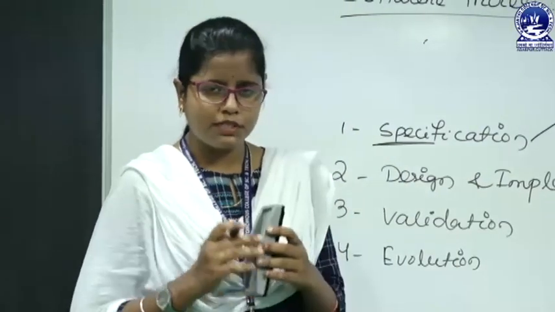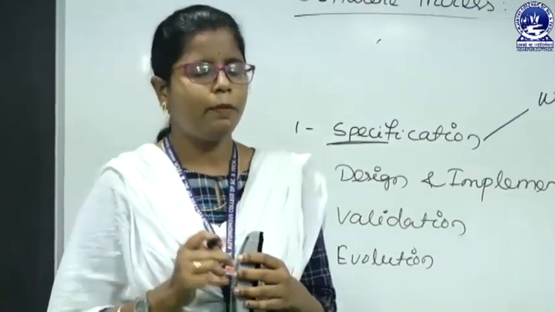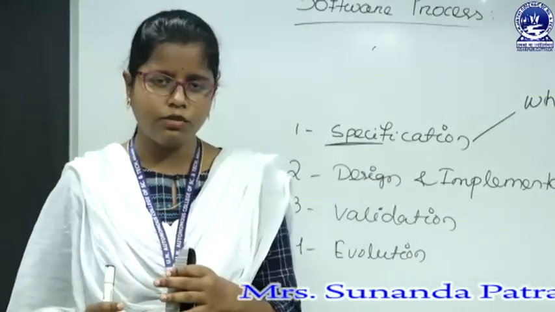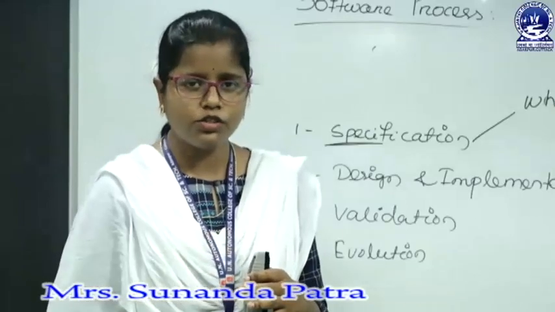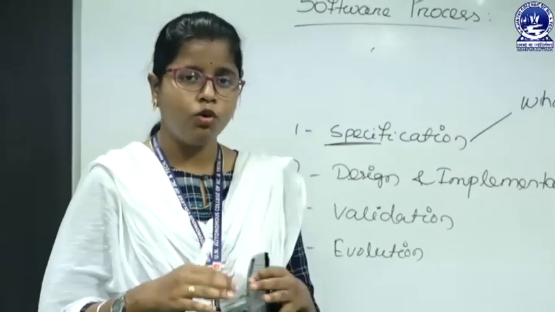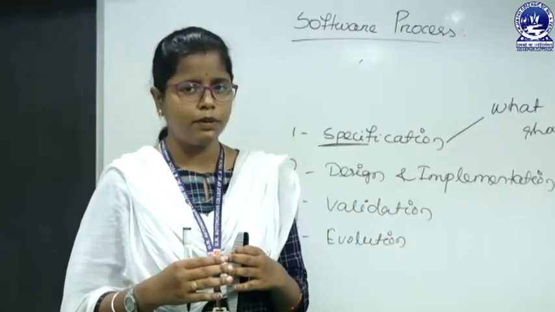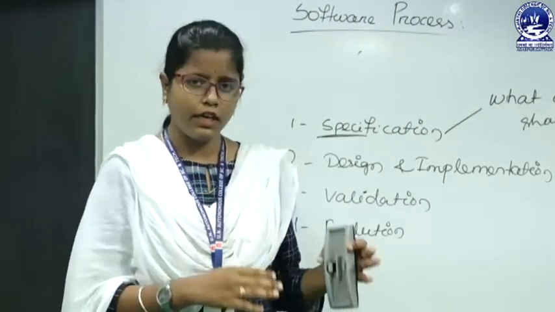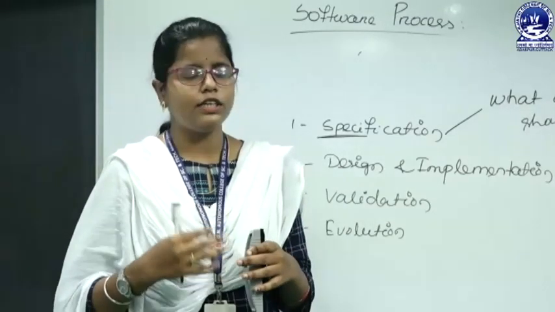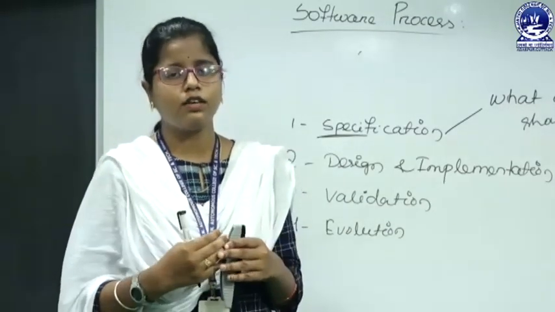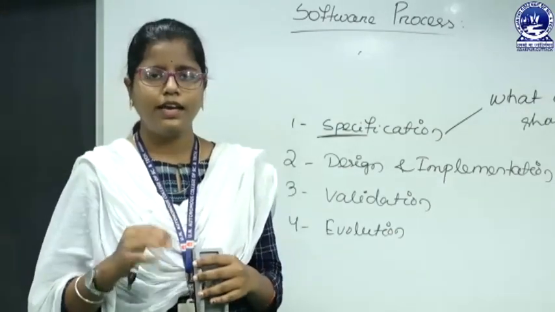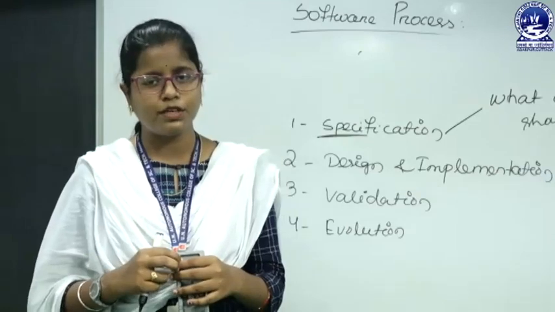In the specification phase, there are two parties involved. The first one is our customer or the end user for whom we are going to develop the software, and the second party is the development team who are responsible for developing the software product for the end user or the customer. The customer will tell them what their actual requirements are, or what they expect from the software. Like suppose consider a college management system.